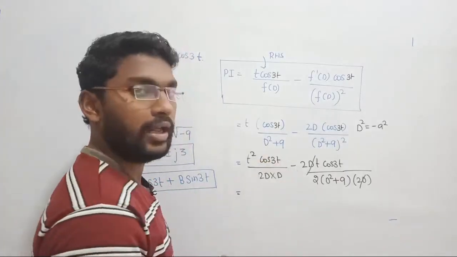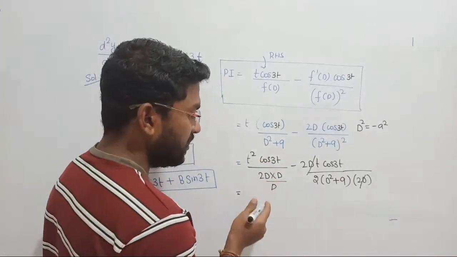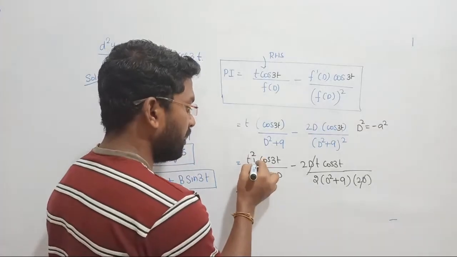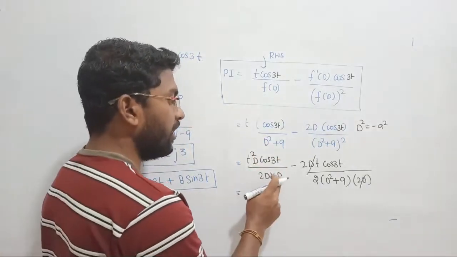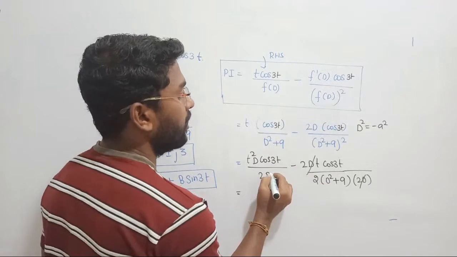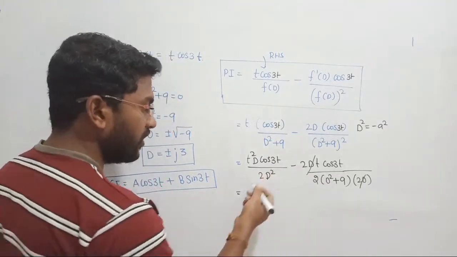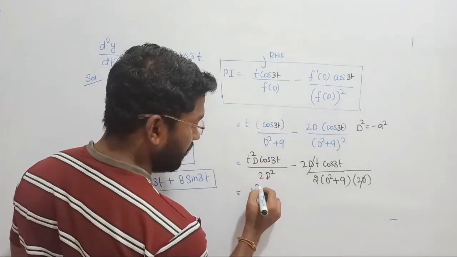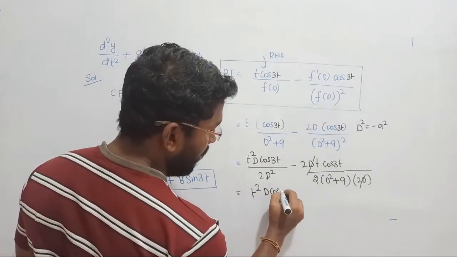We have to multiply it by d and divide it by d, such that the denominator of the denominator will be in the numerator. Denominator d into d becomes d square. Now we can substitute the value, right? So if I substitute the value, then t square d into cos 3t.